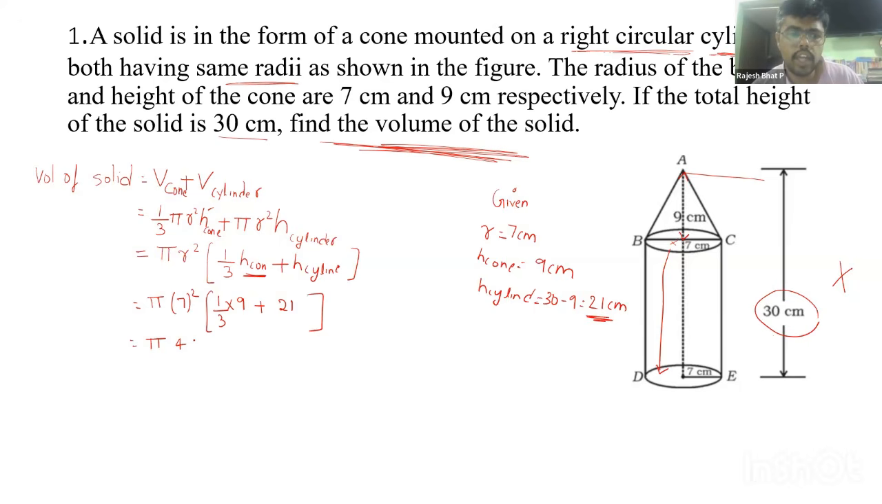7 square is 49. So here if you see 3 ones are 3, threes are 3. So 3 is remaining. 3 plus 21. So now pi into 49 into, 3 plus 21 is 24. So now you simplify pi at the end. So 49 into 24. 7 ones are 7, sevens are 49. So what is remaining? 22 into 7 into 24.